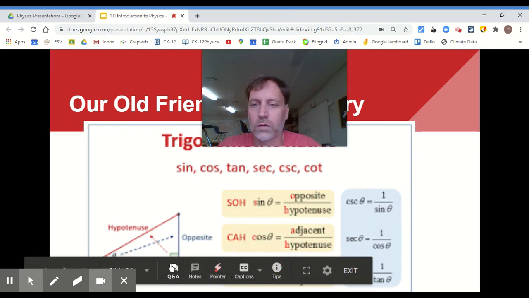So the tangent is going to be the opposite over the adjacent. The opposite over the adjacent. So that's the tangent of the angle. Okay, so whether you use sine, cosine, or tangent depends on what they gave you and what you're trying to find.